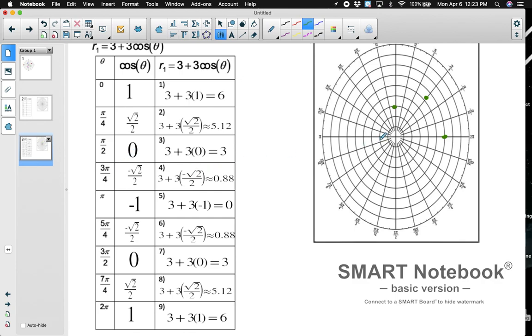3 pi over 4. So remember that cosine of 3 pi over 4 is negative root 2 over 2. But when we plug it into this equation, we still get a positive value. So 3 plus 3 times negative root 2 over 2, we get positive 0.08. So when I'm at 3 pi over 4, I'm not even at 1, so I'm going to be down here.